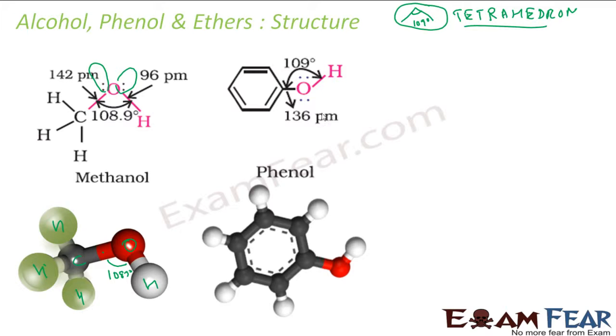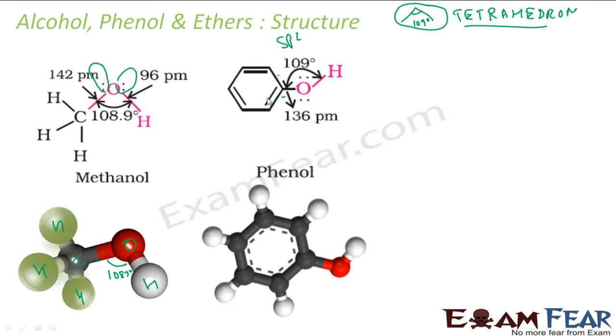The next is phenol. In phenol, the angle is exactly 109 because there is equal repulsion on both sides. So the angle is exactly as tetrahedron, 109 degrees. Correct? Now here also if you see, this carbon is sp2 hybridized. 1, 2, 3. Now here one more thing, since the carbon is sp2 hybridized, it has more s character. It will try to attract oxygen more towards it.